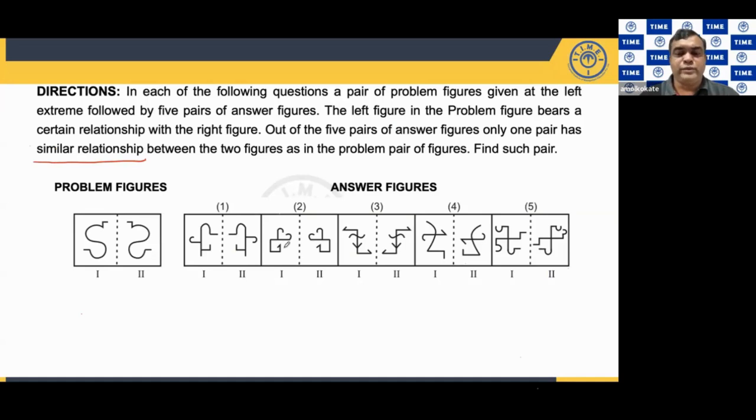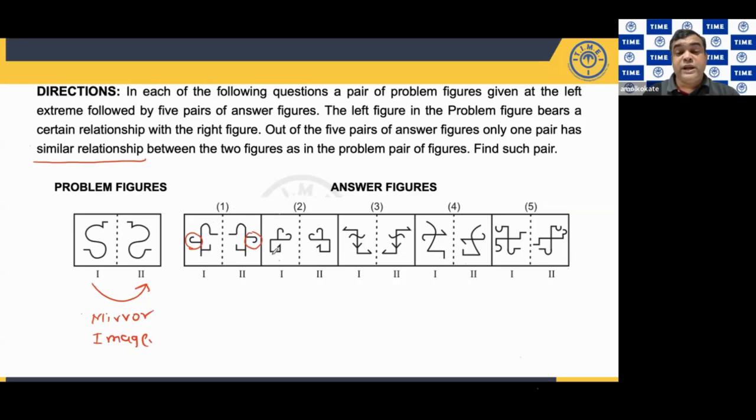I'm looking for the mirror image. Right? So if you look at a problem figure, can I say first part to second part, it's a mirror image? So look at answer figure 1. Is 1 a mirror image? No, look at this portion. I'm just highlighting. This portion is not a mirror image of each other.